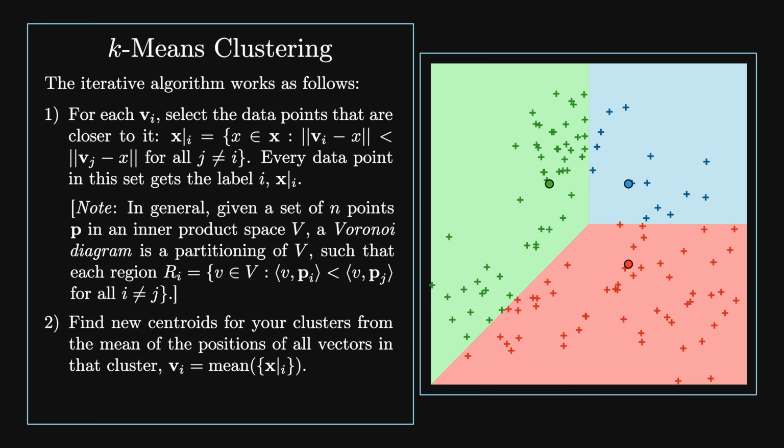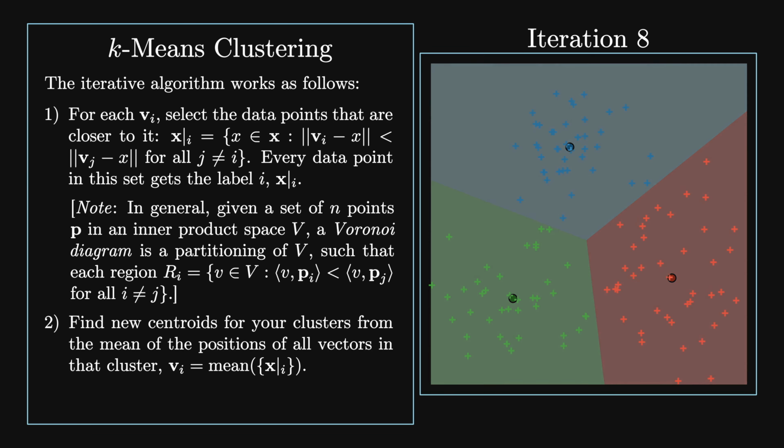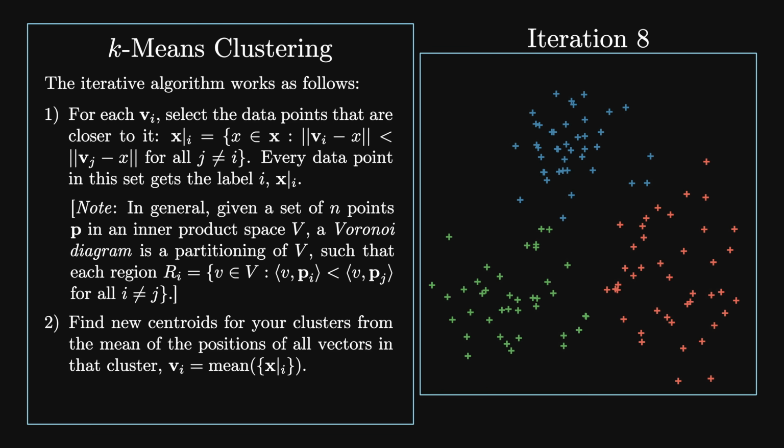2. We find the new centroid of our clusters by taking the mean of the position of all the vectors in a given cluster. Then we iterate. This algorithm isn't unique, and it doesn't always converge, but each iteration is very fast to calculate. Here, the centroids stop changing after the 7th iteration.